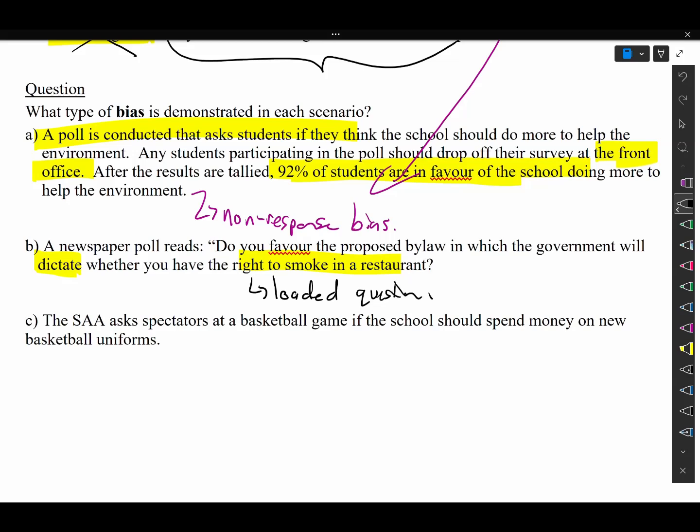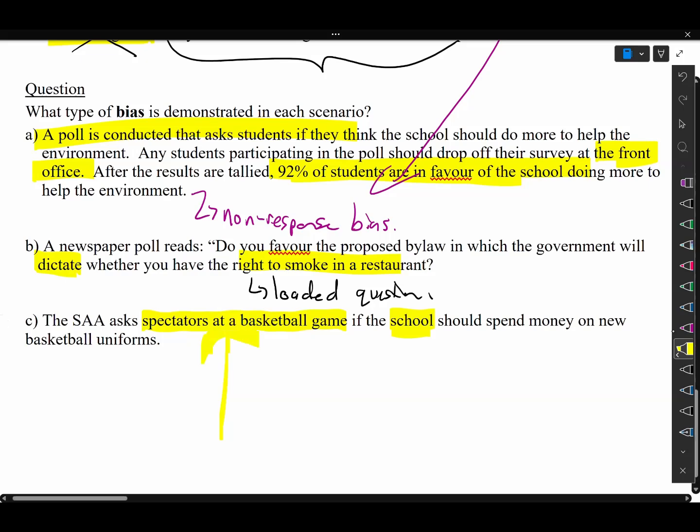The SAA asks spectators at a basketball game if the school should spend money on new basketball uniforms. Okay, who is the sample that we're asking? That's going to be spectators at a basketball game. And who is the population they're representing? The entire school. So now we ask ourselves, do we think the spectators at the basketball game will have different answers than the rest of the school if the question is whether we should spend money on new basketball uniforms? I would say absolutely.